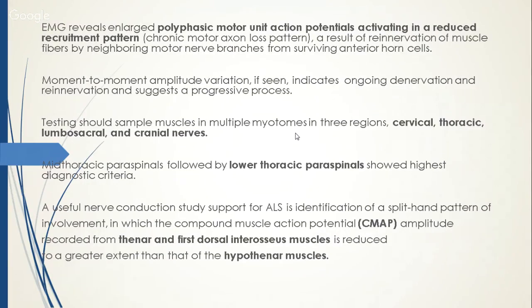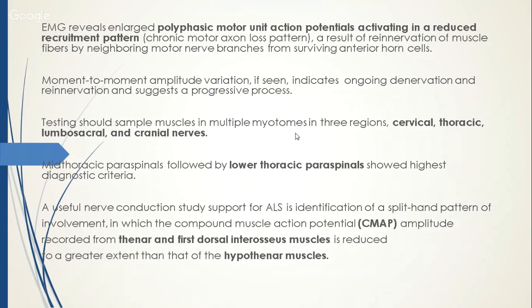So EMGs will show polyphasic motor unit potentials with a reduced recruitment pattern. This is because you have denervation of the muscles that were actually involved in ALS, and then reinnervation by the neighboring motor neurons during the course of how the disease progresses. But mainly when you're trying to do the EMG, you have to involve different regions, because when you look at the criteria, you have to have at least 3 regions involving the bulbar, cervical, thoracic, and lumbosacral.